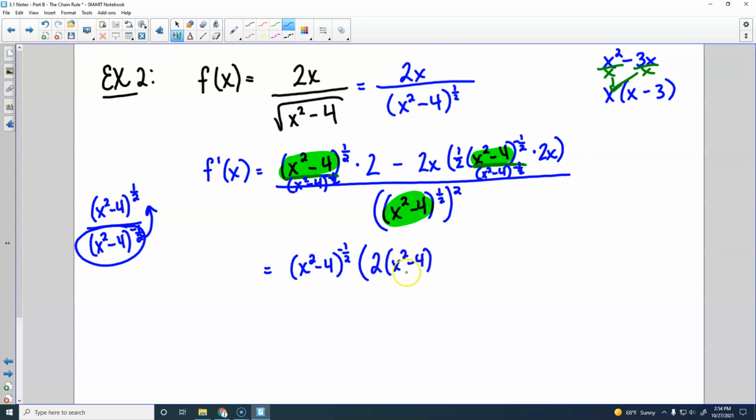So now we just have an x squared minus 4. And then over here, these are just going to cancel because they both have the same exponent. The x squared minus 4 to the negative 1/2 and the x squared minus 4 to the negative 1/2, when we divide out there, it just goes away. So we've got, I'm going to make this 2x over 1. We've got 1/2 and another 2x over 1.